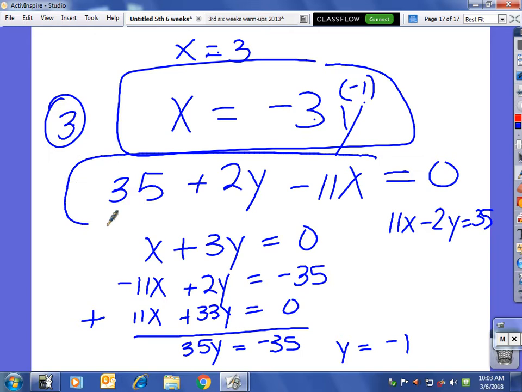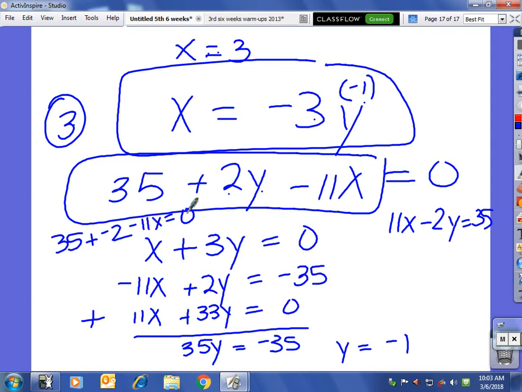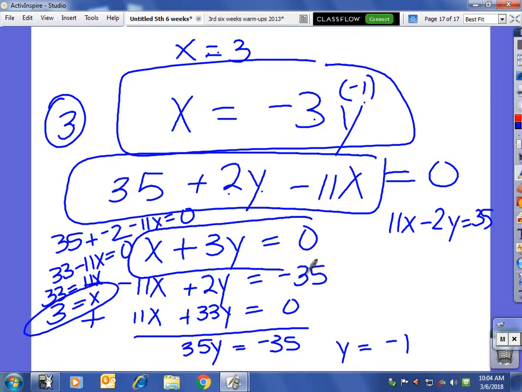Let me put a negative 1 for y into this equation. I would get 35 plus negative 2, because 2 times negative 1 is negative 2, minus 11x equals 0. What is 35 plus negative 2? 33 minus 11x equals 0. Move the 11x over. 33 equals positive 11x, and x still equals 3. My point is, it doesn't matter which equation you pick. Or you could use these. No matter what equation you put it back into, you should have gotten an x value of 3. So the solution here is 3 comma negative 1.